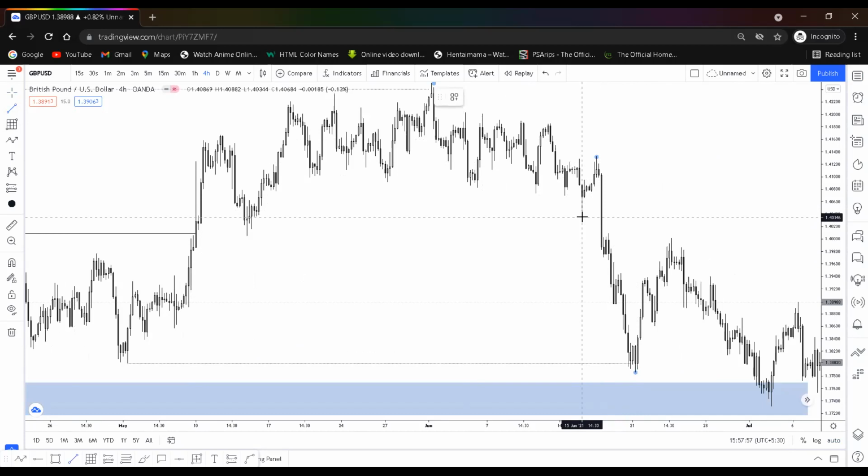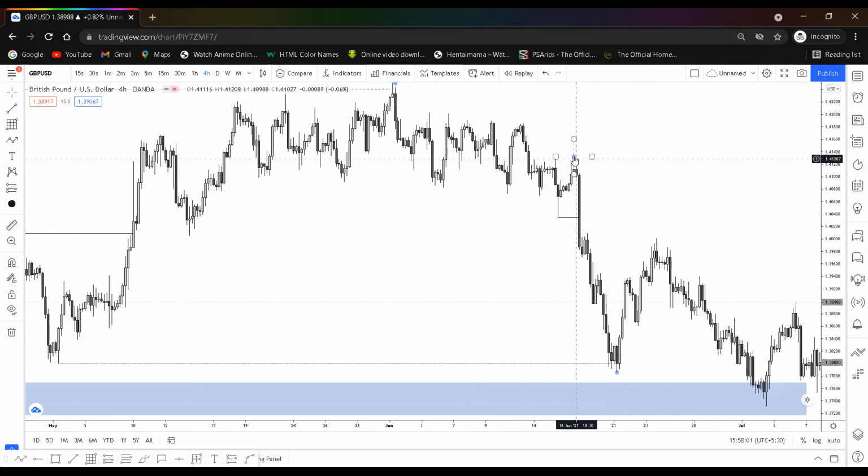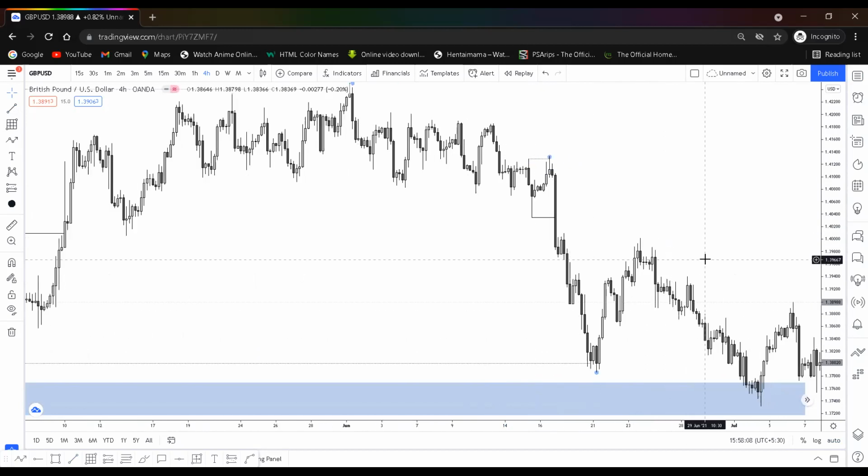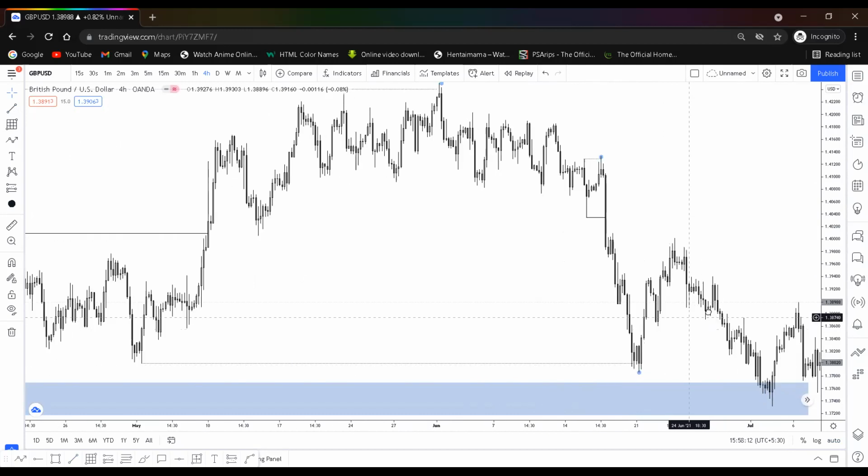right here, and then went back higher and took out liquidity from these highs. That was NFP, and it fell back down. So now we have a new range from this high to this low on the higher time frame.